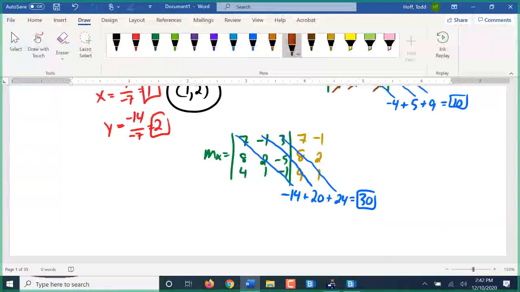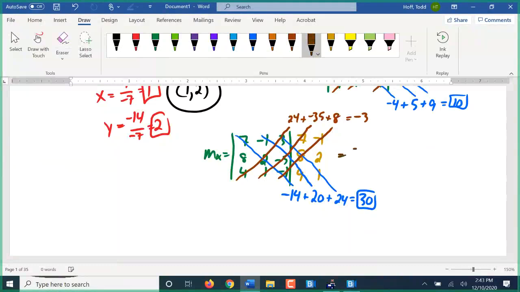Going up, 4 times 2 times 3 is 24. Plus 1 times negative 5 is negative 5, times 7 is negative 35. Plus negative 1 times 8 times negative 1 is just 8, giving us, I believe it's a negative 3. We get a determinant of 30 minus a negative 3, which is 33.